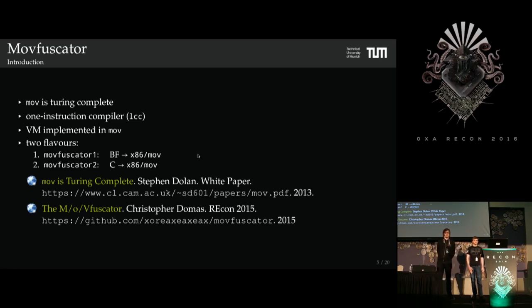Then two years later, Christopher Thomas came and actually implemented a compiler that did that. It was released at REcon 2015, last year. And he did that in two ways. He had one version that he called the Movfuscator 1, which translated from brainfuck to x86 move, which is not so surprising because brainfuck is quite low level. But he also spent great amounts of time writing a C to x86 move compiler, which is basically implemented as a virtual machine, and we will cover some of the internal workings right now. We have the two references there if you are interested to read up on that.